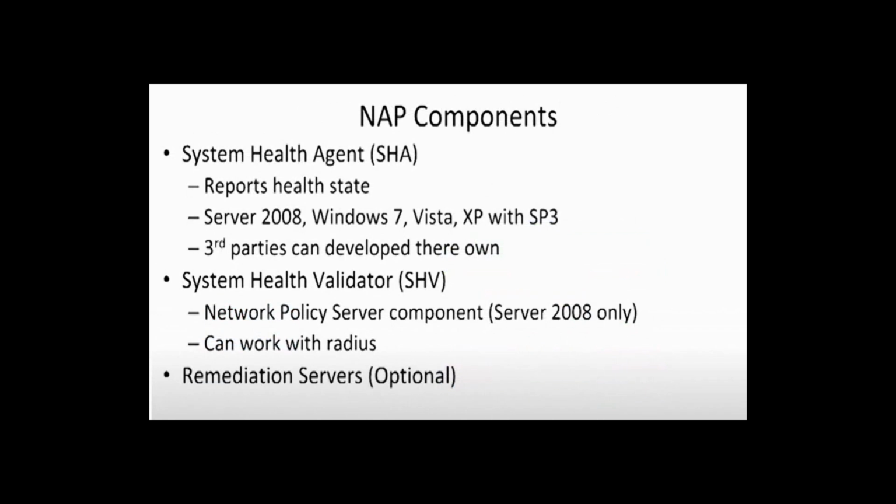Right. So the NAP components, as we mentioned before: we have the system health agent, and they sometimes call it SHA. That SHA is the agent that is installed on the client with NAP. So if the client wants NAP, they have to have a system health agent, SHA. And to be honest, SHA started with the first version of Windows XP Service Pack 3. So they have had the system health agent since that time.